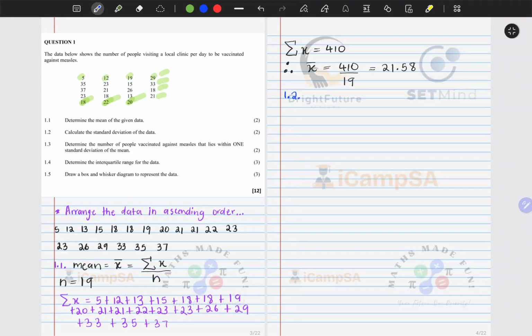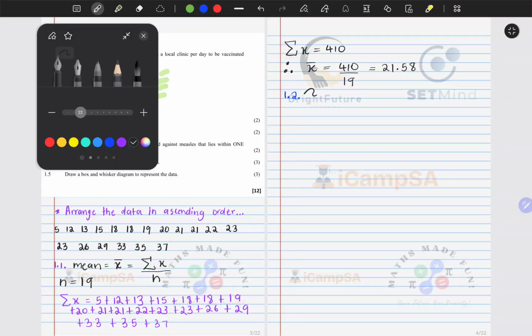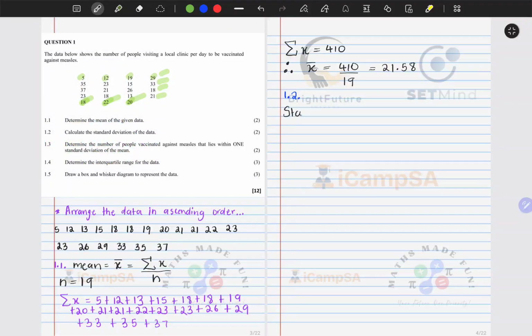So for 1.2, what you need to remember is we're looking for our standard deviation. And our standard deviation is denoted by the sign that wants to look like a 6, sigma. And it is given by the square root of the summation of the difference between x and the mean, all of that squared, and we'll divide by n.